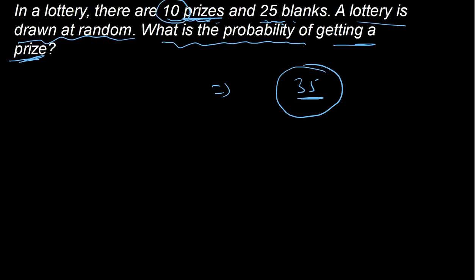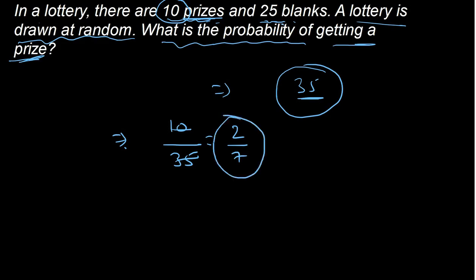Okay. So what should we do? 10 prizes are there, out of how many? 35. So I think it is a very simple question. 5 2s are 10, 5 7s are 35. So your answer is going to be 2 by 7. Okay.